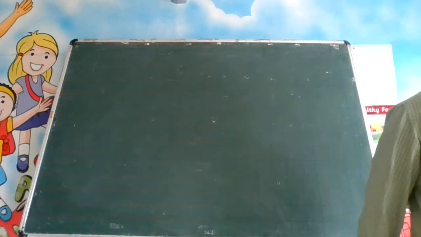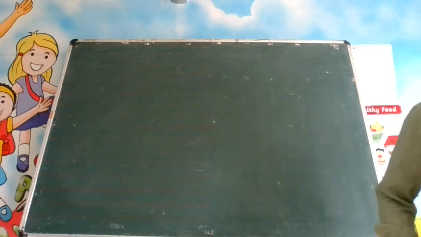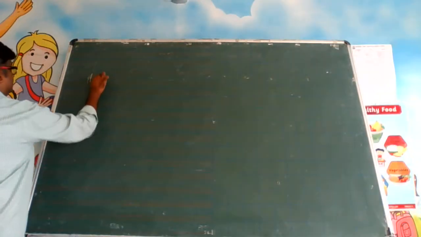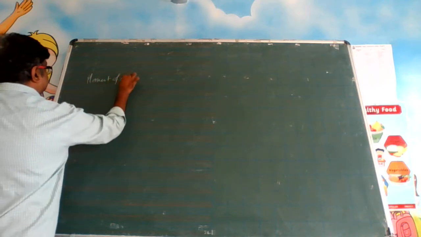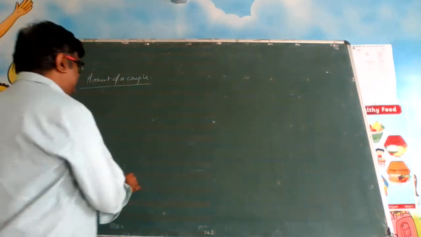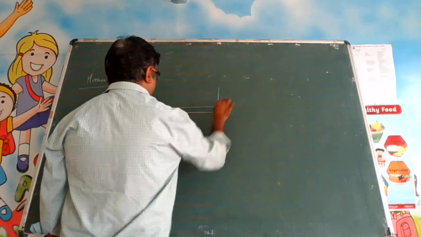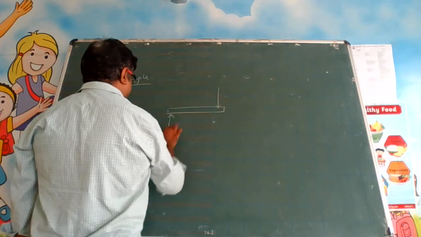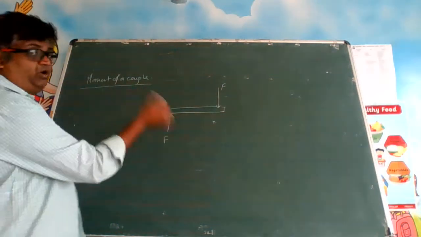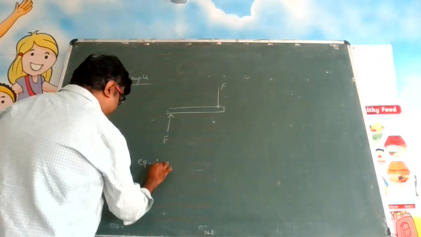Now, moving on. Next concept, moment of a couple. Listen carefully, all these are very important concepts. Let us say you have a situation like this. There is a force here and there is a force here. They must be equal and opposite.